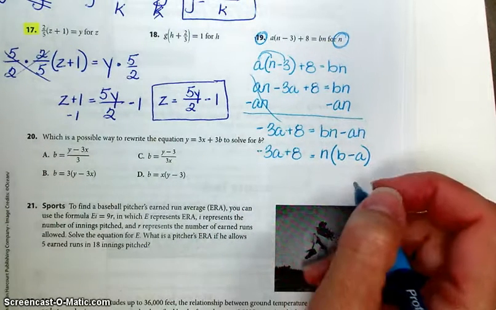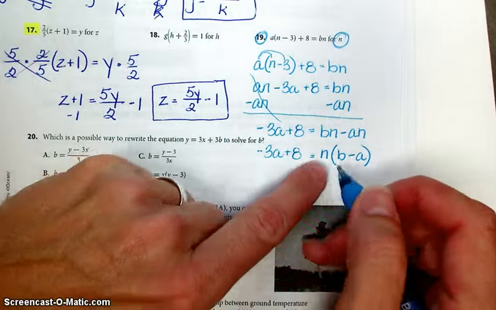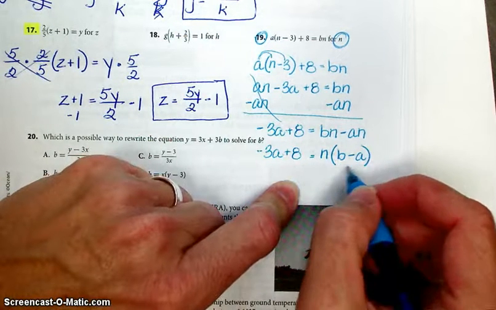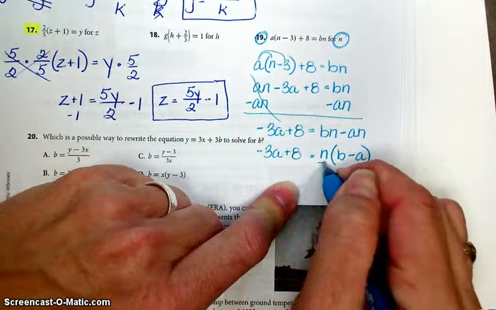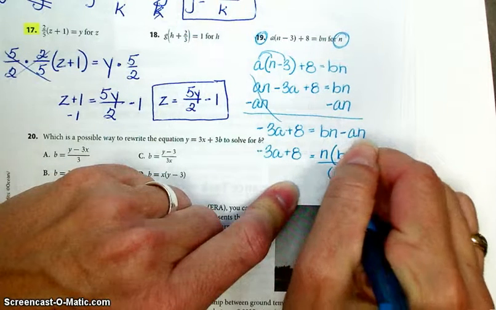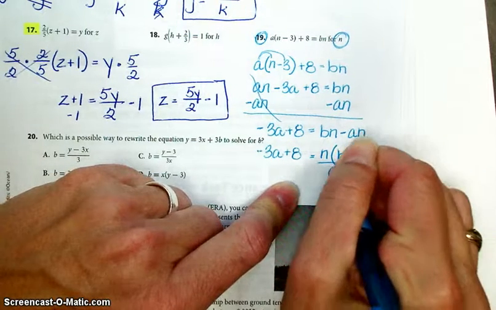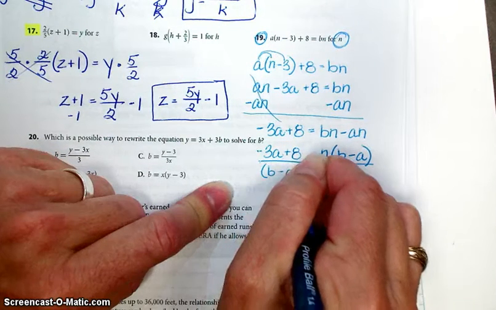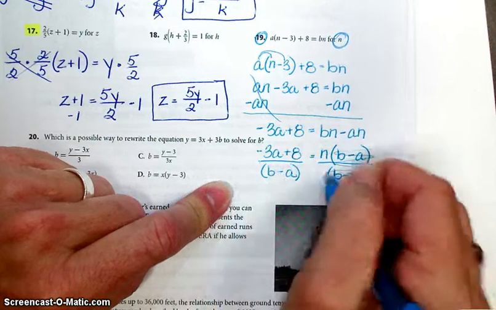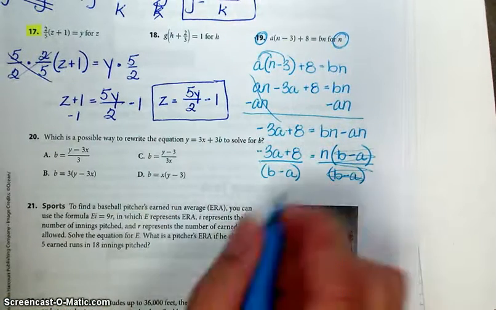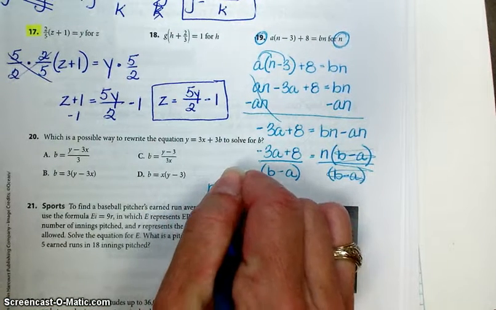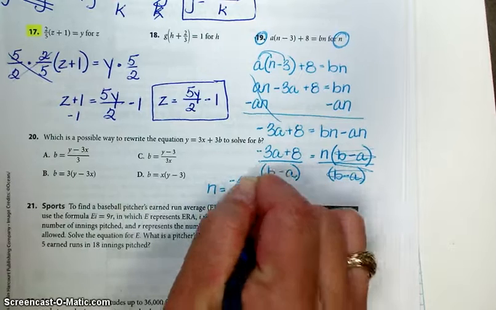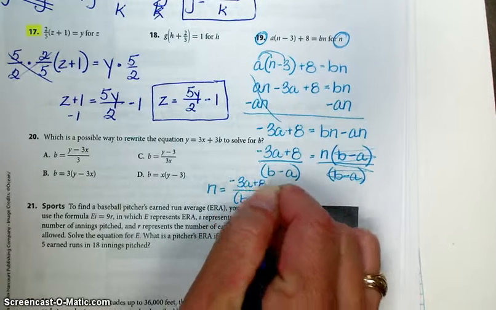All right, next, I need to get n by itself. This says that n is multiplied by all of this in parentheses. So I have two factors here. I have n, and I have this factor, which is b minus a. So I'm going to divide by that second factor, b minus a. Divide by b minus a. And when you do that, you finally get n all by itself. Clean it up a little bit. n is equal to negative 3a plus 8 divided by b minus a.